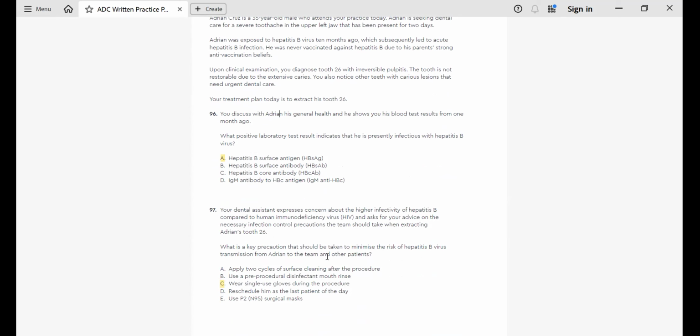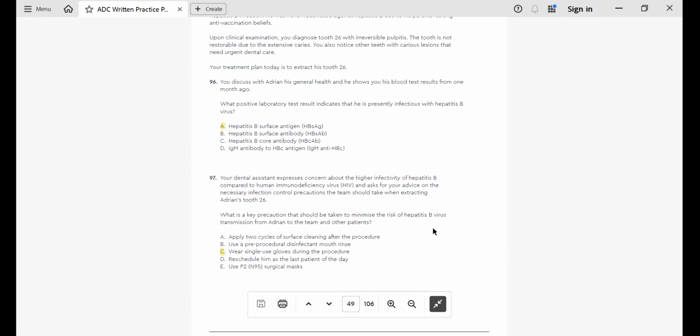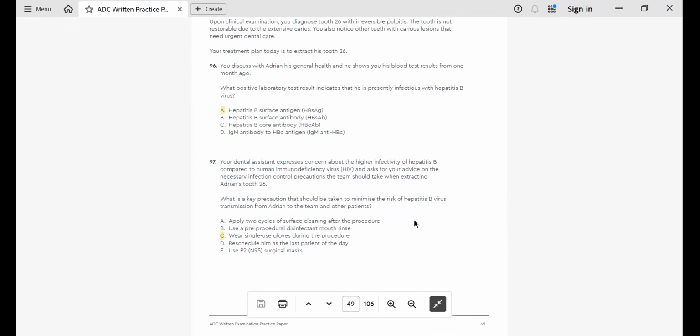You will follow standard precaution. Wear single-use gloves during the procedure. Basically, it's telling you which of the following is a standard-based precaution. All right. Reschedule him as the last patient of the day? You can't do that. It's discrimination. If you say something like this in the practical exam, it's a straight fail. Be very careful. Read the article. So many times I've mentioned hepatitis B: standard precaution, no discrimination. Standard precaution, no discrimination.